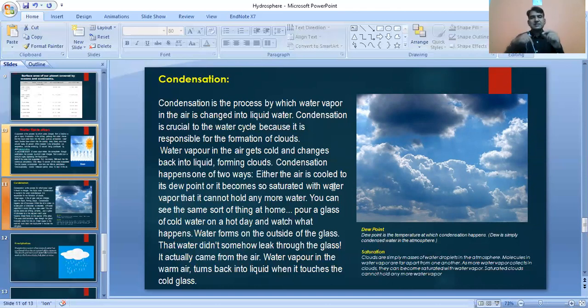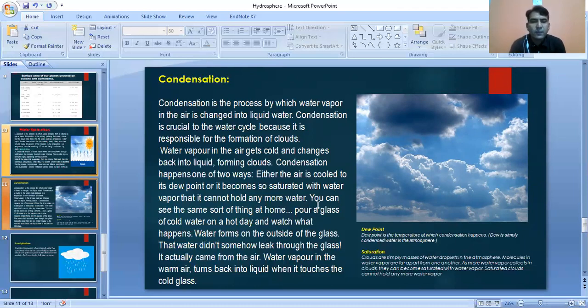So condensation happens in two ways. One is the dew point, related to the temperature, and the other is saturation, which means the holding capacity of the air. So one is the temperature, another is the air.